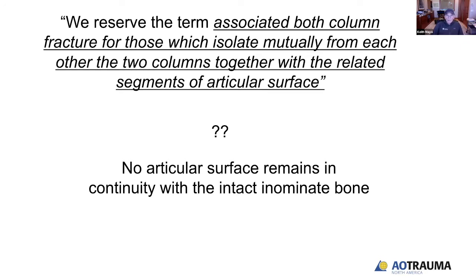So I think this is a great example of being lost in translation. This was the original description of the associated both column. I bet I read this 30 times and I could never figure it out. But ultimately, you've already seen it depicted, and this is a situation where clearly the picture is well worth more than 1,000 words. There's no articular surface in continuity with the intact posterior innominate bone.